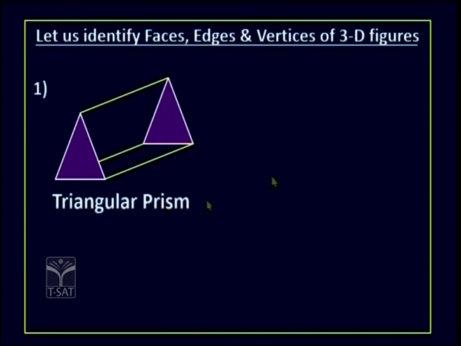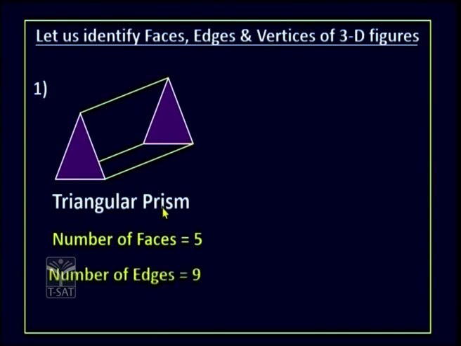Let us identify faces, edges and vertices of 3D figures. Children, what is this one? Yes, it is a triangular prism. How many faces will be there for this, children? Yes, we will have 5 faces, 2 triangular faces and 3 rectangular faces, total 5. How many edges are there, children? Yes, we will have 3 plus 3, 6 plus 3, total 9 edges, children. And how many vertices will be there? Yes, 3 here, total 6. So number of vertices will be equal to 6.